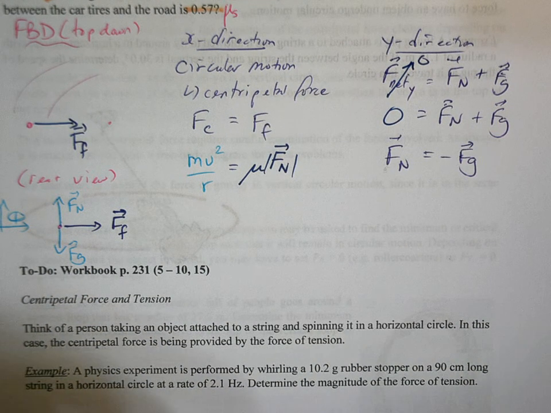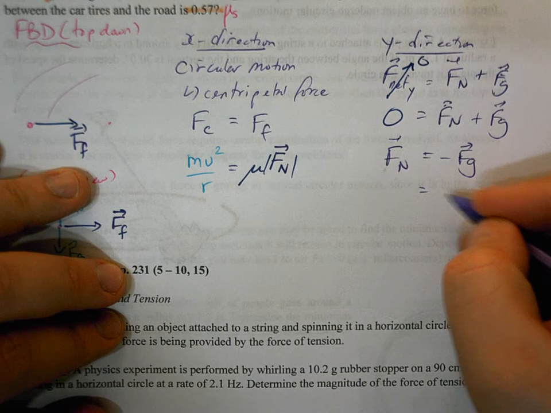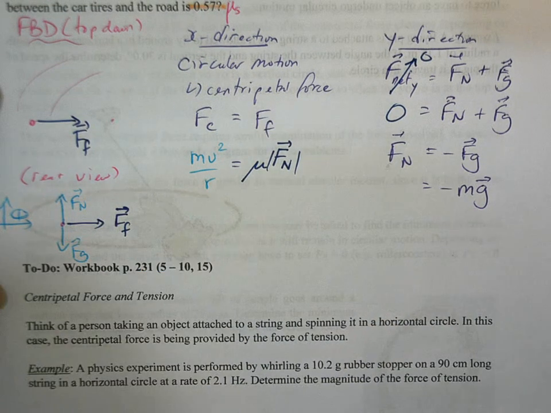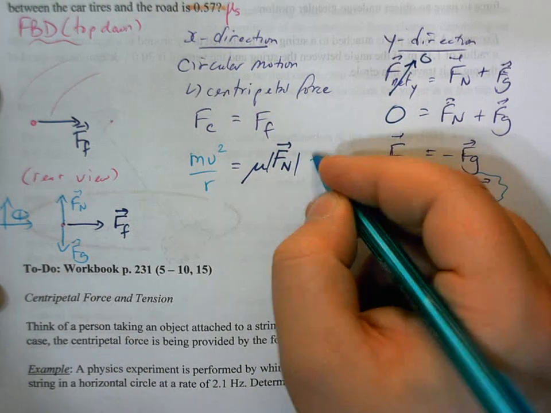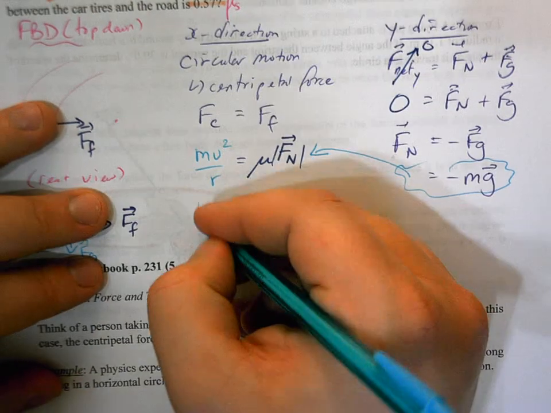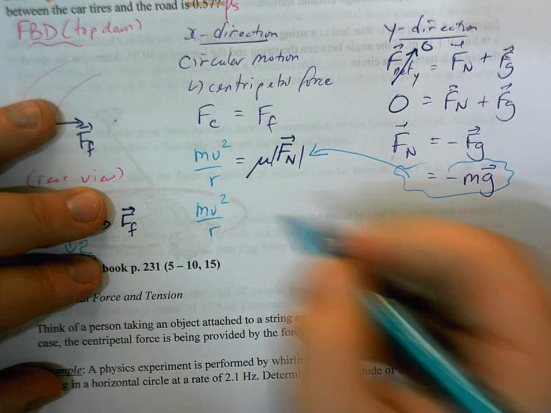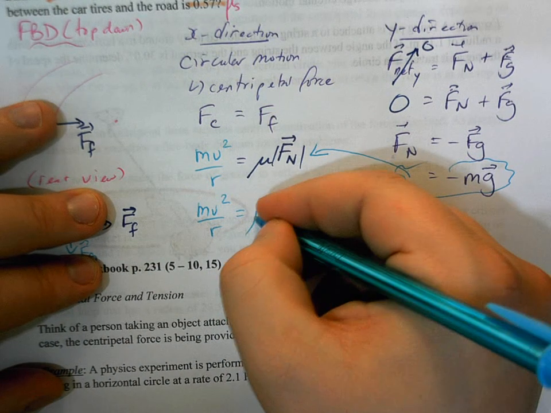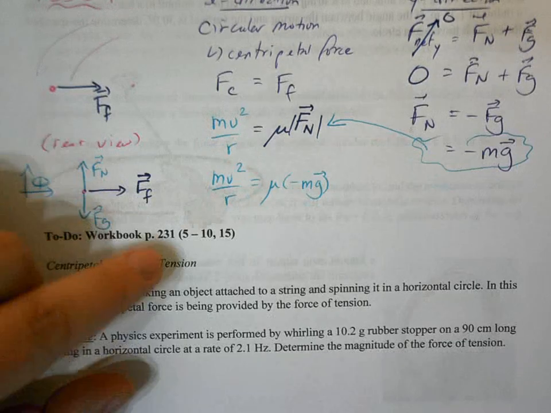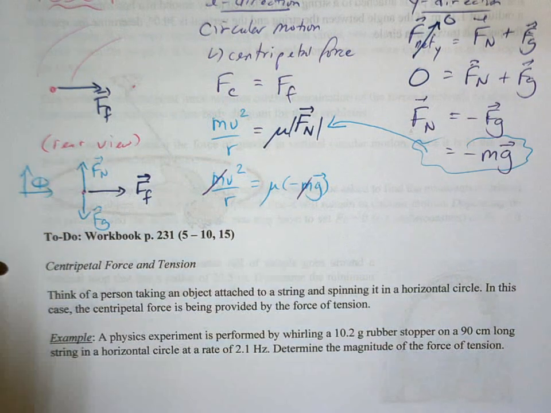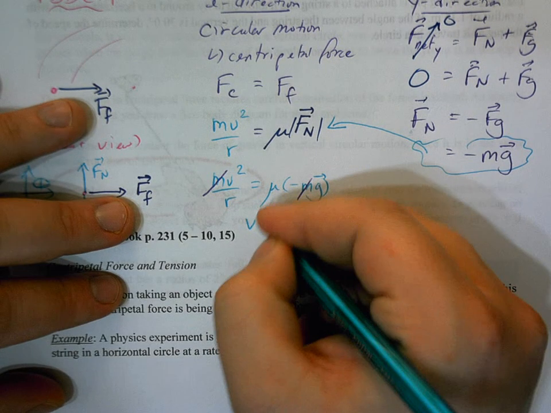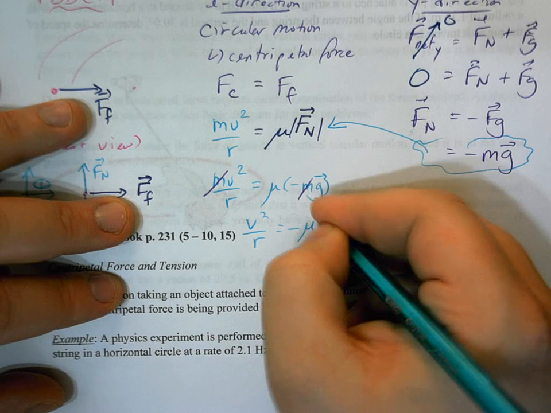Let's see what we can do with this. Or we know that this is going to be negative m times g. We can plug this into our equation for centripetal force. We know that mv squared over r is equal to mu times the negative of mg. Well, the good news is the masses are going to cancel out. Mass becomes irrelevant. I have that negative. We're just going to bring it to the front. So we have this v squared over r equals negative mu times g.